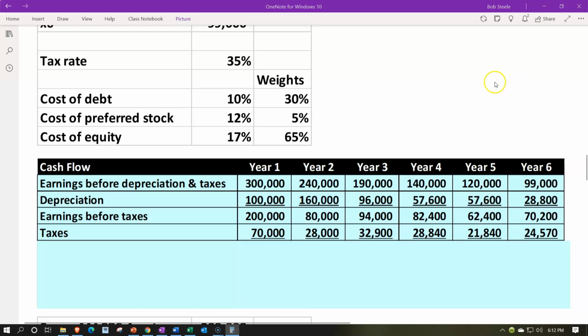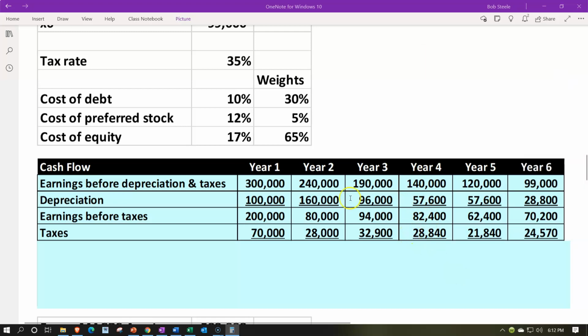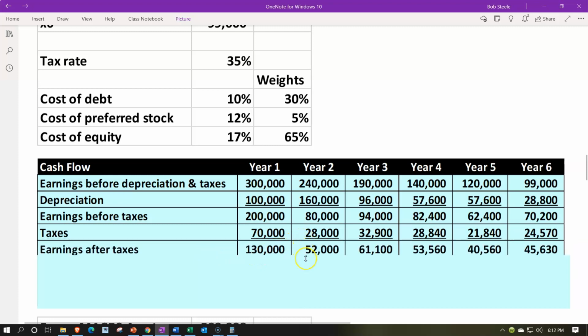Tax is then calculated. So let's do the good old tax calculation. We're going to take the 200,000 times the 0.35. We get the 70,000. Then if we take the 80,000 times the 0.35, we get the 28,000, and so on and so forth, calculating the tax impact, which does have a cash impact. Then we have the earnings after taxes, which we get by subtracting these out. The 200,000 minus the 70 gives us the 130,000. The 80,000 minus the 28,000 gives us the 52,000. The 94,000 minus the 32,900 gives us the 61,100, and so on.